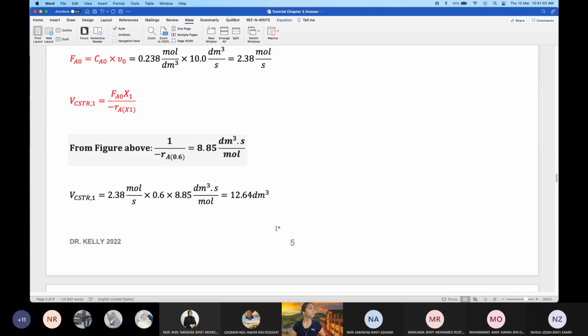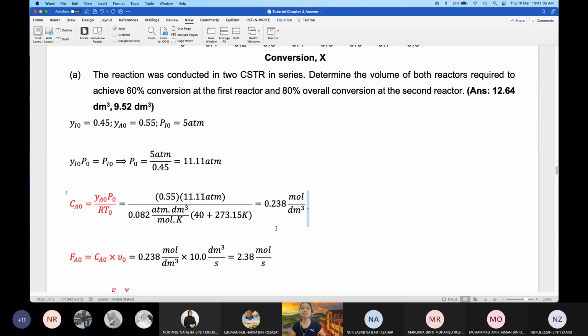So this question is, I would say, a bit of a tricky part, finding CA0, or you have to know that we actually want to use FA0 in the equation. FA0 is not given, but we know FA0 can be found if we know CA0 and V0. But CA0 is not given, you have to find CA0. And CA0 also is not given as straightforward information. So that's what I keep emphasizing. You have to really understand the question.